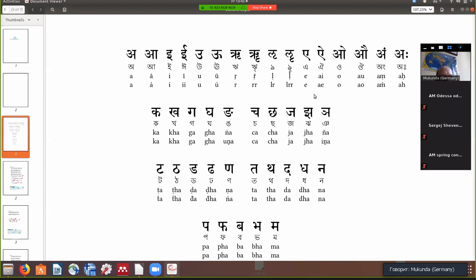And then we have the 2 modifiers, the anusvara and the visarga at the end. They're not properly vowels, but just modifiers.